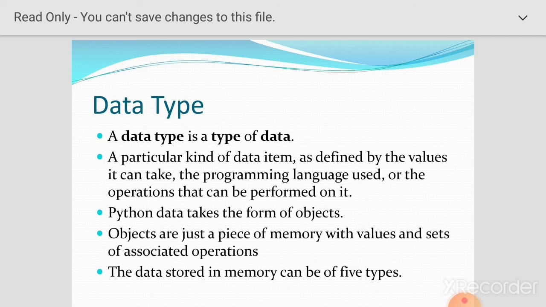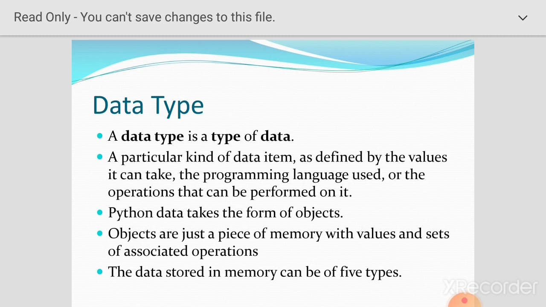Python data takes the form of objects. So for example, by seeing an object we can say what it is. Milk will be measured in liters, salt will be measured in kgs. So similarly here also, we have to say which type of data it should hold in the memory. That's why we need to give its data type.